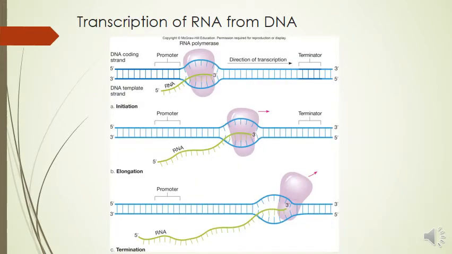Here we have a picture showing the transcription of RNA from DNA. The transcription occurs in 3 stages, as we discussed: the initiation, elongation, and termination. Initiation is the control point that determines which genes are transcribed. RNA nucleotides are added during elongation, and a terminator sequence signals the end of transcription.